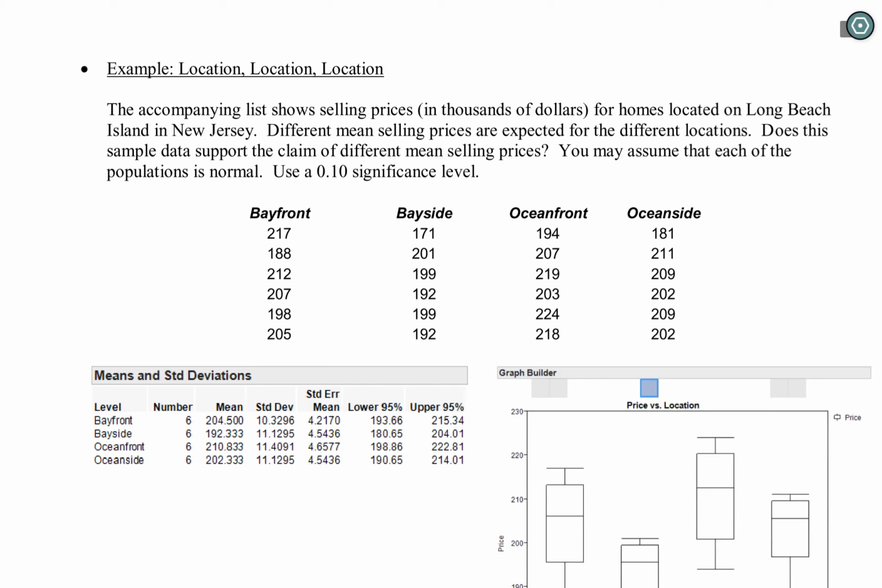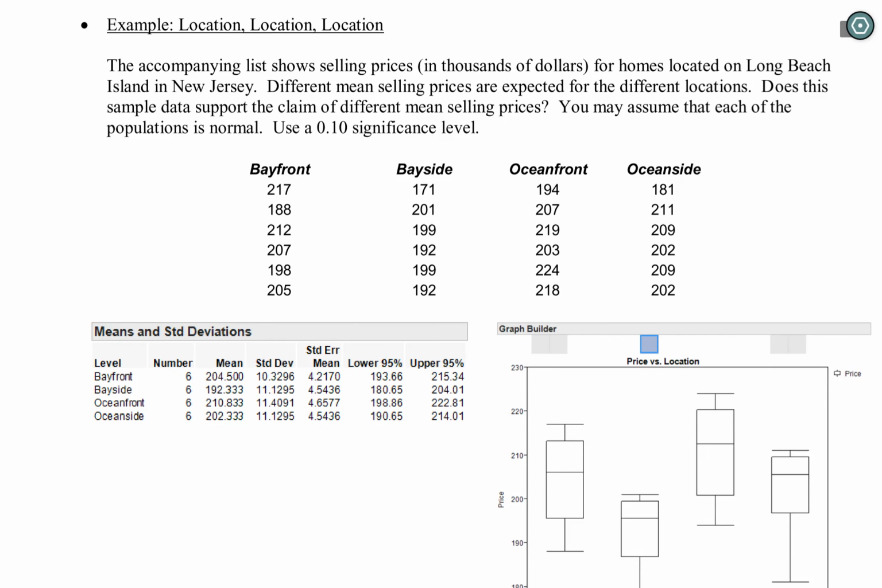Take a moment, read the problem setup, look at the data and the analysis. Okay, so here we are actually wanting to compare several population means. If you look at it, we're wanting to see, is there a difference in the average selling price of a home as a function of location?